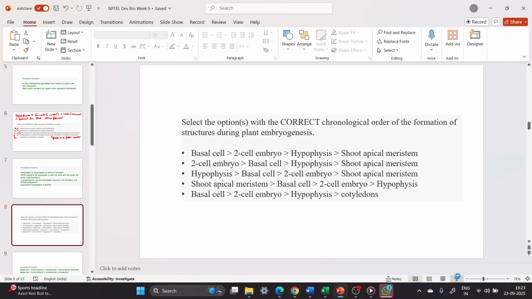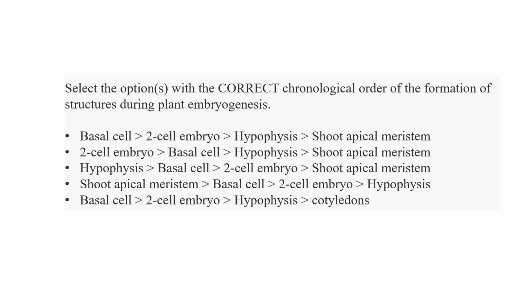Okay, next question is select the options with the correct chronological order of the formation of structures during plant embryogenesis. Okay. So A is basal cell, two cell embryo, hypophysis, shoot apical meristem. Or B, two cell embryo, then basal cell, then hypophysis, then shoot apical meristem. C, hypophysis, then basal cell, then two cell embryo, then shoot apical meristem. D, shoot apical meristem, then basal cell, two cell embryo, hypophysis. Or E, basal cell, two cell embryo, hypophysis, or cotyledons.